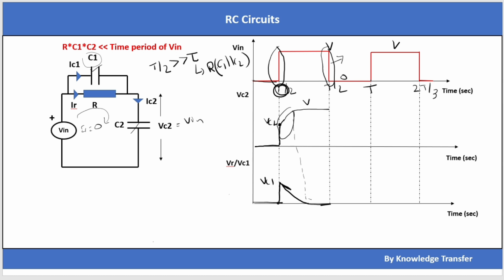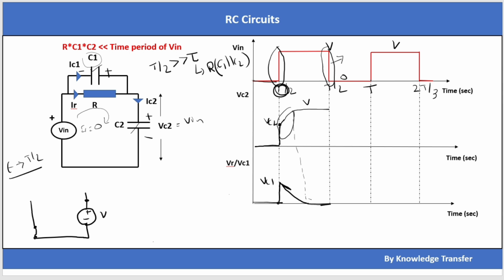If I redraw the circuit at t by 2, it will become like this. Let's assume this is plus, this is minus, this is plus, this is minus. At t by 2, the voltage will become 0, so that voltage source will get short circuited. And there is a capacitor with some voltage V, this is plus and minus.